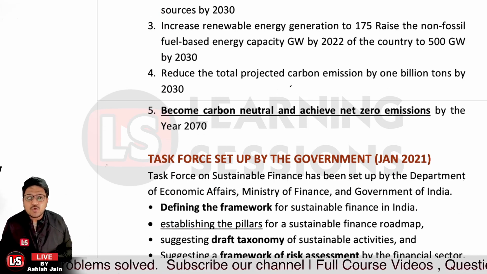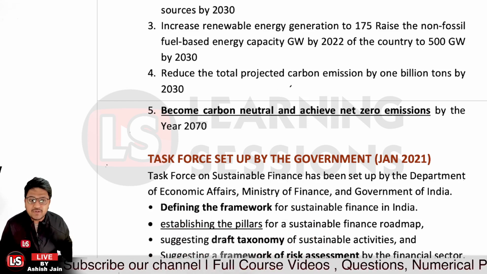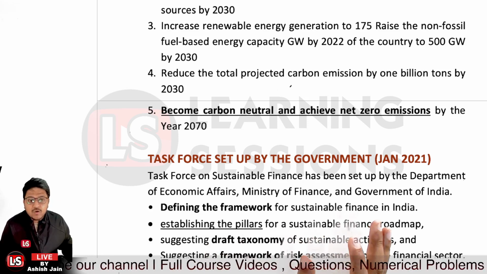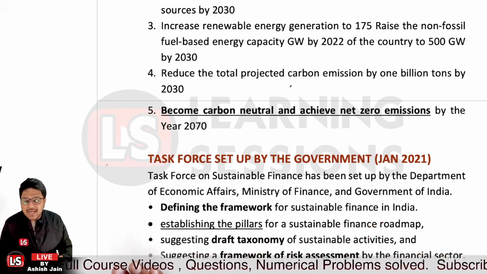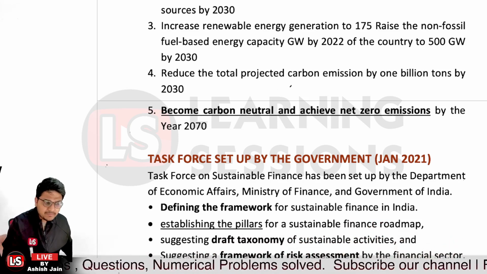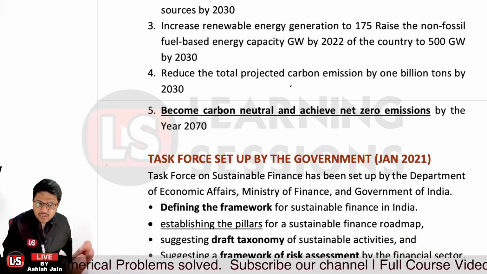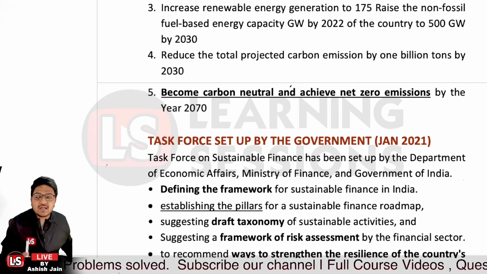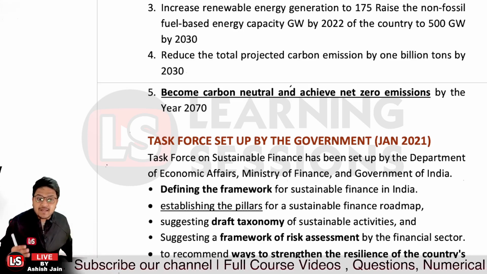Now, the task force on sustainable finance, which was set up by the Department of Economic Affairs, Ministry of Finance, Government of India, what is it actually doing? So the task force has defined the framework related to how sustainable finance will work in India. It is establishing the pillars of the sustainable finance roadmap, and it is also suggesting a draft taxonomy, that is, what different techniques or categories can be used for sustainable activities.